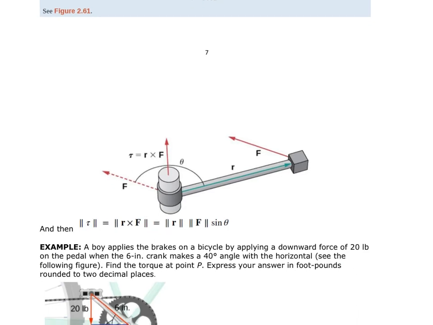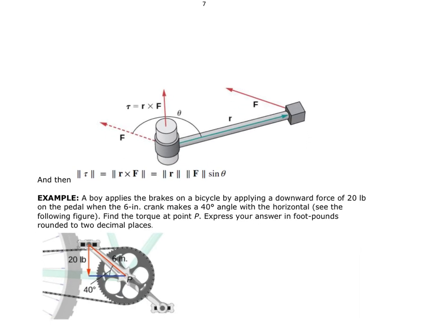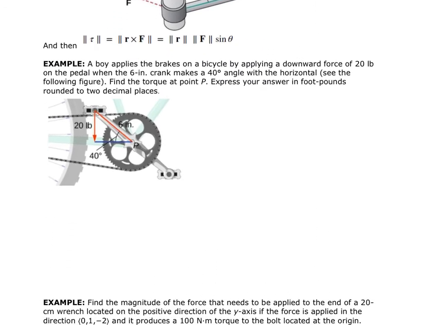What? So let's take a look at what this means. Okay. So here is my R, and here is my force. The absolute value, or the magnitude of the torque, is equal to the magnitude of R crossed with F, which is the magnitude of R and the magnitude of F multiplied by the sine of theta. Let's go through a couple of examples.